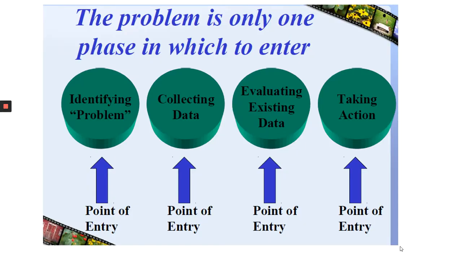So the problem is only one phase in which to enter. Like you have identified a problem. That is one way you can start your research. You can also collect data. And if you see that the data is very abnormal in terms of water bills or electricity bills, you realize that in one month the electricity bill is high, another month the electricity bill is low, then that can trigger you to start doing action research.